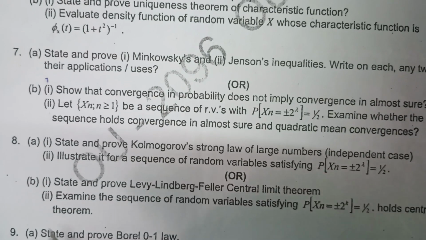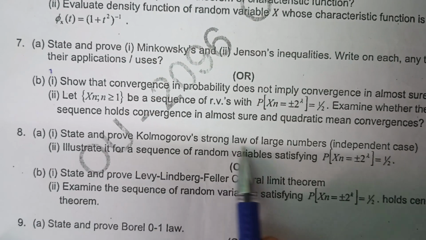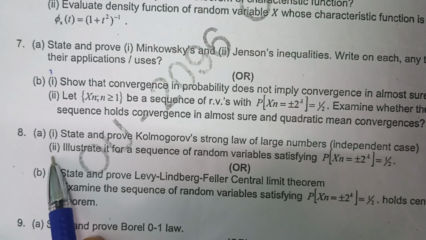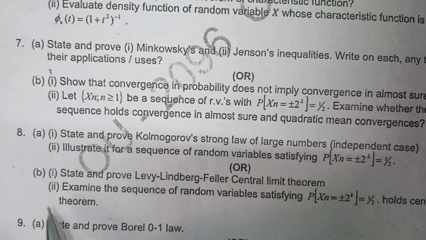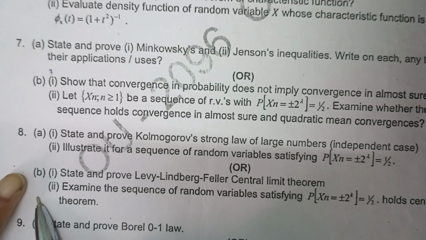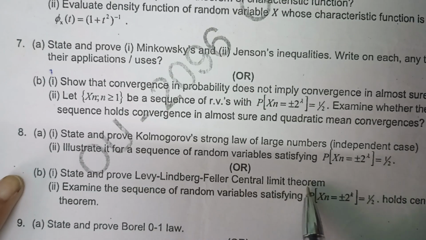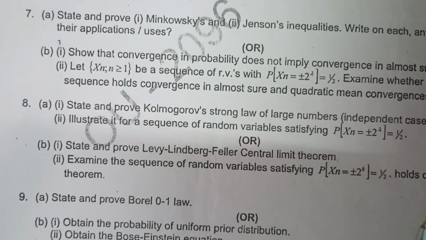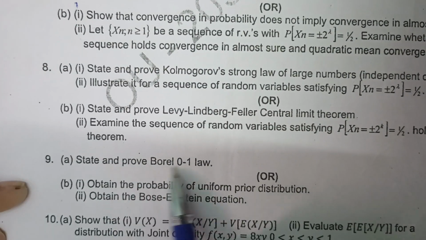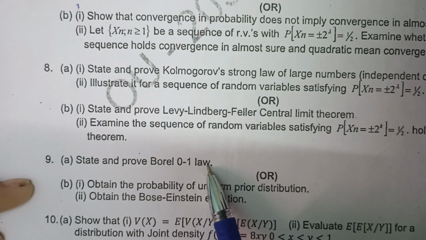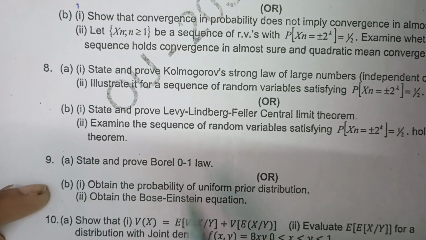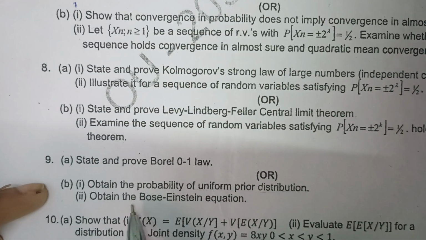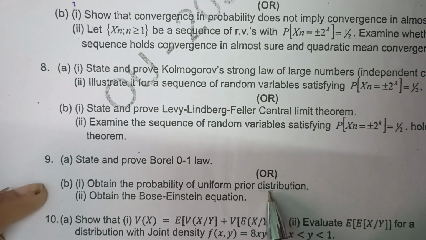Okay. And the eighth one, Kolmogorov strong law of large numbers. This is the independent case, and below is the problem. For every question, there is a problem. If you see 8th B also, Levy-Lindeberg central limit theorem, and there is a problem. And the ninth question, state and prove Borel 0-1 law. And the B question is the uniform prior distribution. It is from unit 1. And Bose-Einstein, it is also from unit 1.